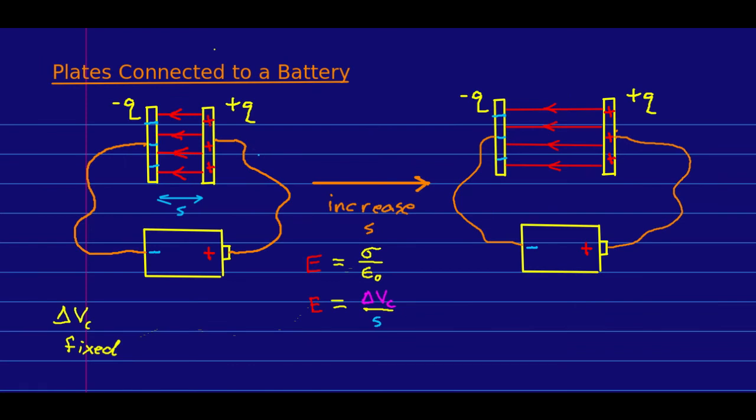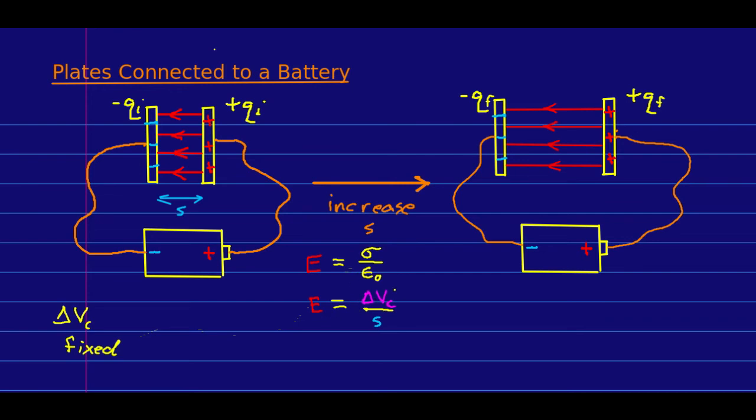Contrast that with what happens if you increase the plate separation while the capacitor is connected to a battery. Note, the plates are not isolated. Charge can go on and off of them. So I really should now talk about an initial and final amount of charge, because what's now fixed is the potential difference across the capacitor. Well, so again, what happens?